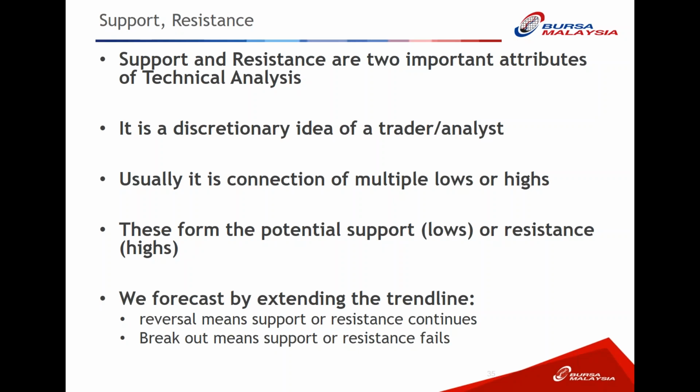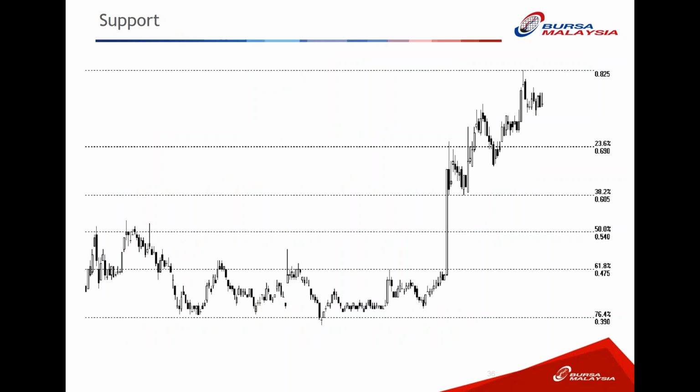Let's see the example. You can forecast this by extending the trend line, so that every time it hits, you know whether it's support or resistance. So I'll give you an example of support. You can see that the price has been hitting a very low price at 39 cents for some time. This we call support. Whenever the price doesn't fall below this, you call it supported.